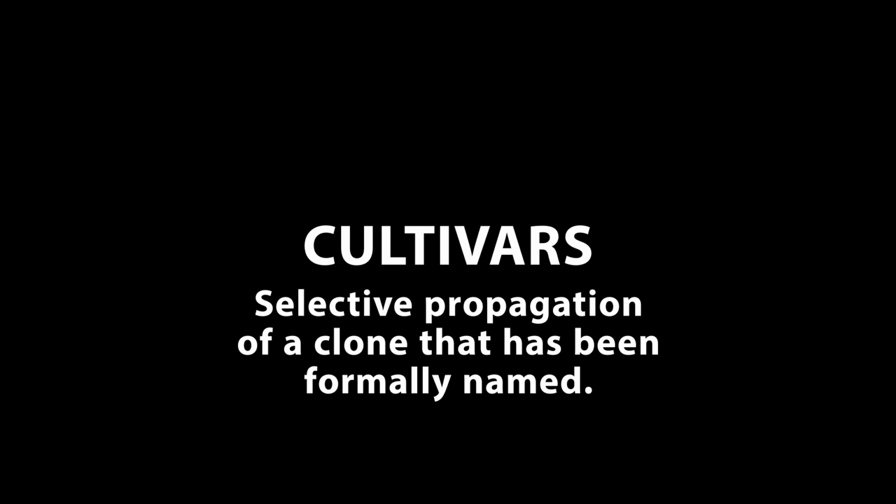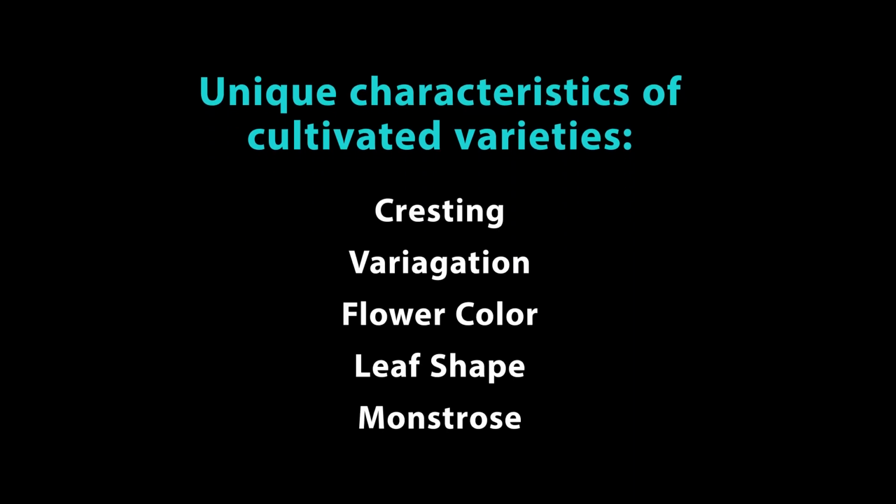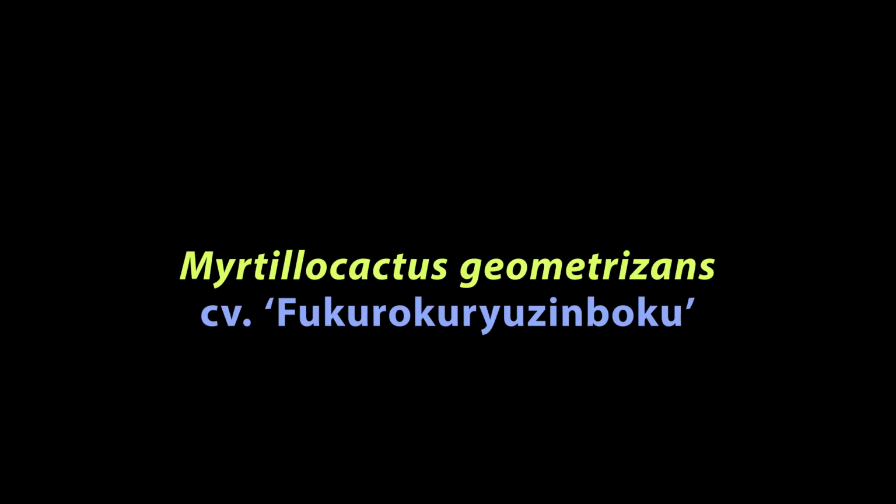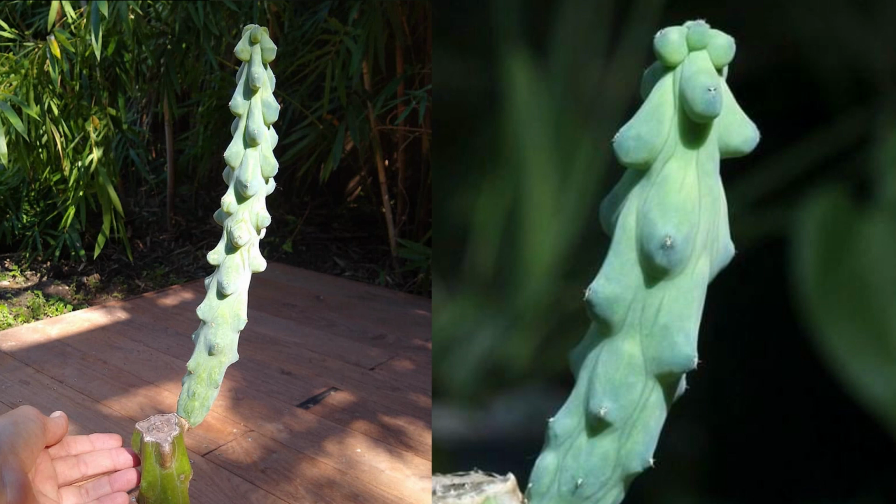These selections are chosen for unique variations like mutations and cresting and variegation or some other appearance that's different from the native plant. One fun example is the Japanese cultivar Myrtillocactus geometrizans 'Fukurokuryuzinboku', and the common name is, of course, booby cactus, and it was cultivated for its monstrous tubercles, which resemble, well, boobs.